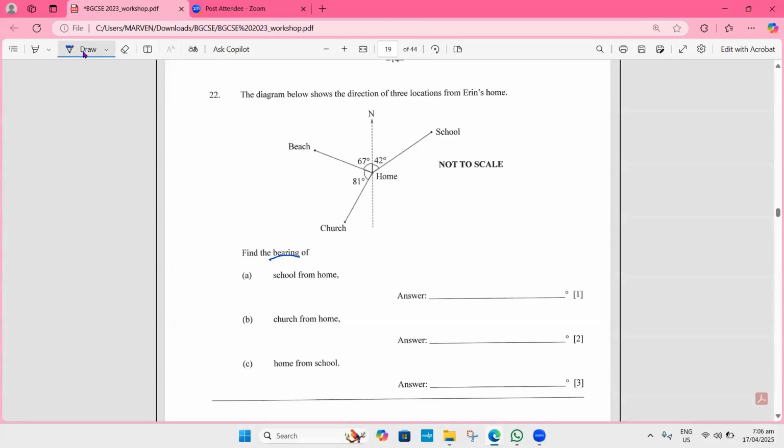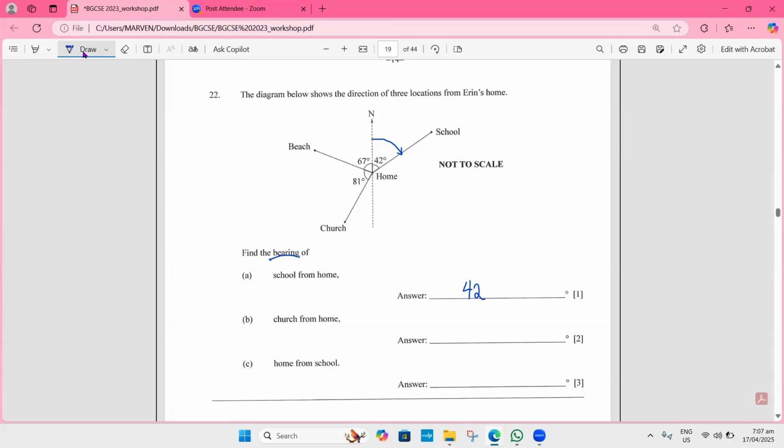So from north going to the school. From the north direction of the home going to school, that is 42 degrees, as you can see in the diagram. As we define bearing, it is the angle formed by the north of the reference point going to the location in clockwise direction.